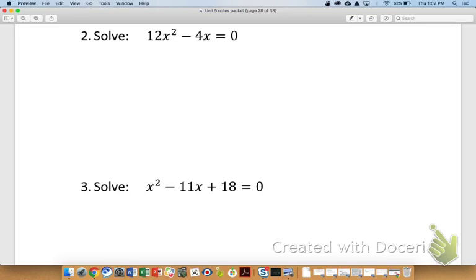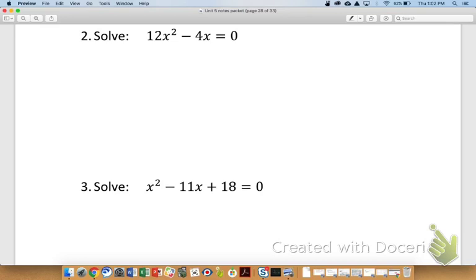So number 2. Is number 2, as it currently stands, factored? No. It is definitely not. It's a subtraction problem, isn't it? It's something minus something. Remember, factored means that it's something times something. So we need to try to factor this.